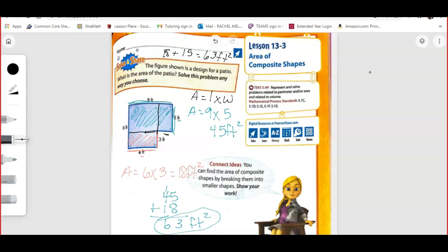I also could have pretended that the whole shape was there, and then 9 times 8, which is 72. But then I have to take out the missing piece. So this missing piece is a 3 by 3. 3 times 3 is 9. And if I take away 9, I get 63 again. So any of those 3 ways always gets me the same answer. So let's move on to another question.